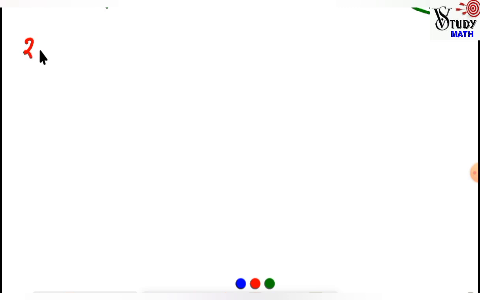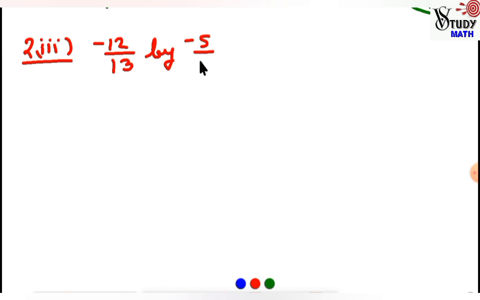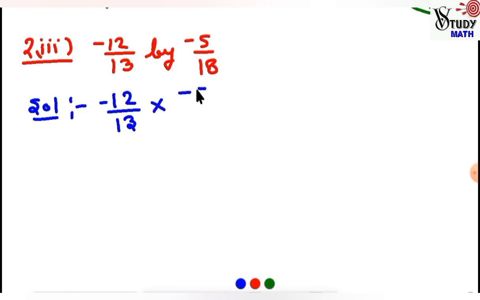Question number 3, part 3, question 2. Here given that negative 12 by 13 multiplied by negative 5 by 18. So now again apply step number 1 here. Step number 1 is that I'm going to paste the first rational number, then apply the multiply sign, then paste the second rational number.